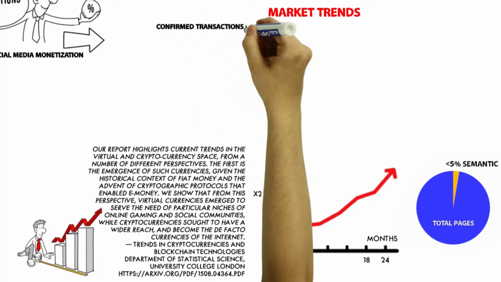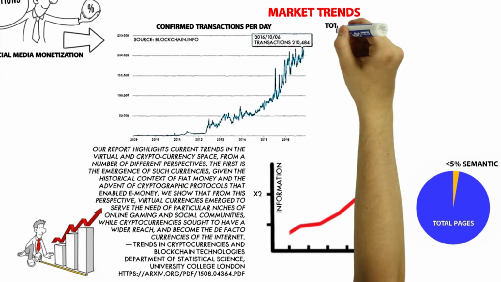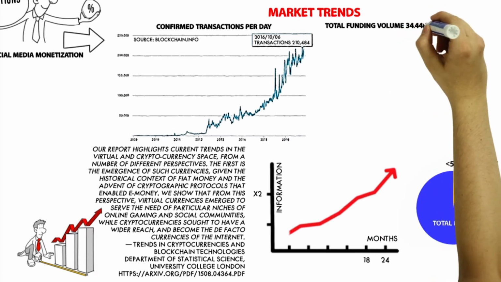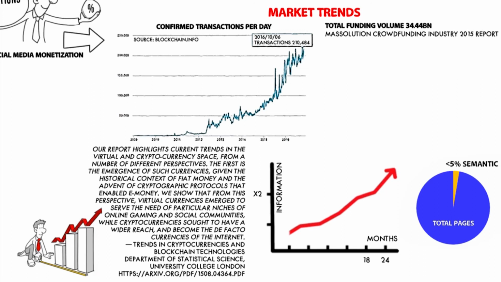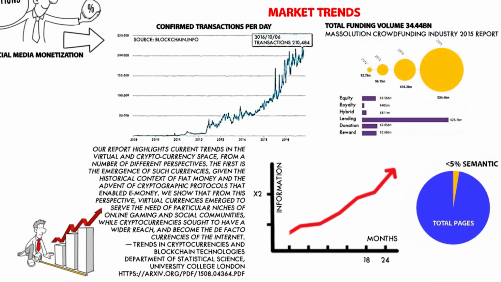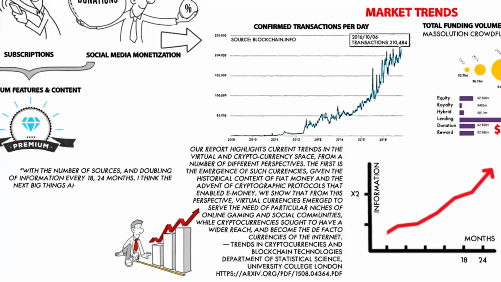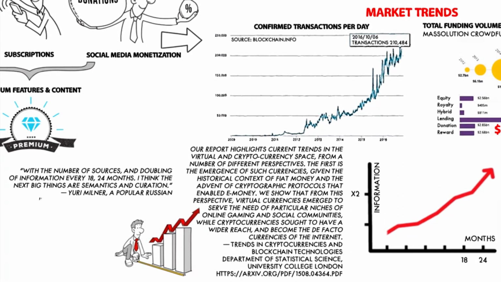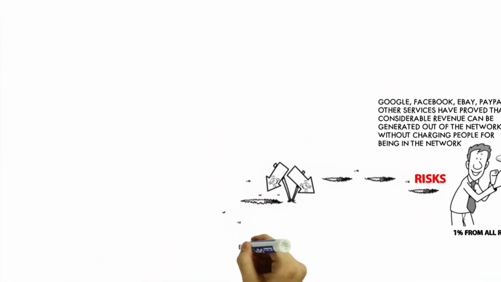Another trend is cryptocurrencies and the market of micropayments that grows vigorously. Micropayment platforms give an opportunity to make money from the content and can attract authors and therefore readers. The market annually grows 2 to 3-fold, and in 2015, reward and donation crowdfunding amounted to over $5.5 billion. Yuri Milner, a popular Russian internet investor, says, "I think the next big things are semantics and curation." The main risk is in the failure of attracting people.